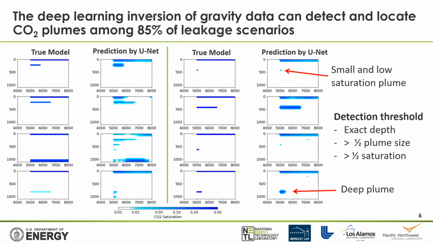We compare the predicted CO2 plume image by UNet with the true plume model. These are 8 pairs of true model versus predicted CO2 plumes. The deep learning method can locate CO2 plumes among 85% of leakage scenarios with noise-free data. The most impressive results are detection of small and low saturation plume, and also deep plume.